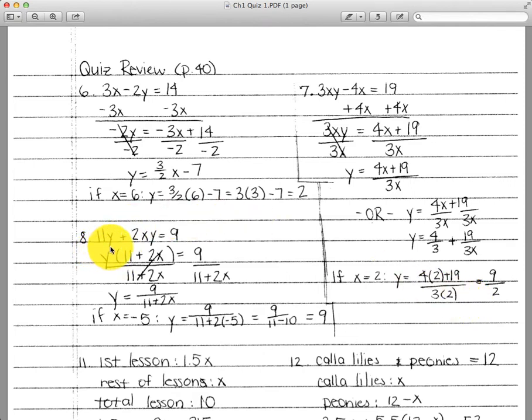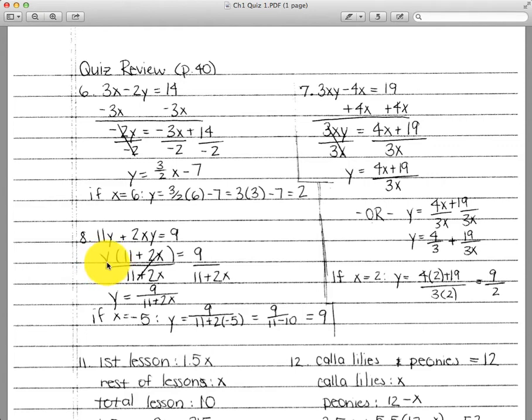Number 8 is a little bit trickier because you have a y in here and you have a y here, and then you have equals 9. So I already have isolated the variable on a side all by itself. All the y stuff is already on the left, but this one has a y in it and this one has a y in it, and I don't have any like terms to combine. So what I need to do is I need to factor out the y because I want to solve for y. So I need to isolate it even further.